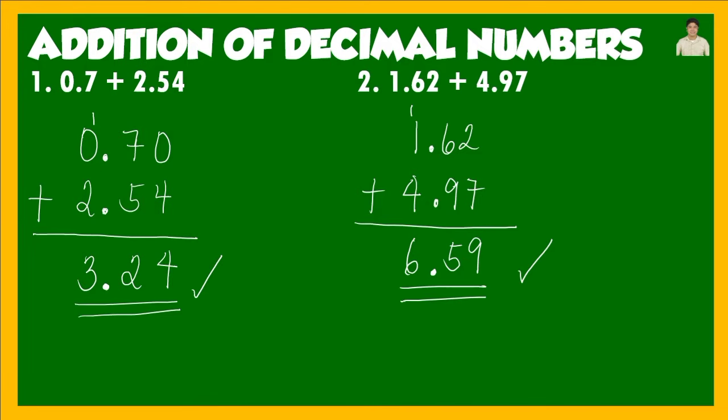So, I hope we are becoming familiar with the process of adding and subtracting whole numbers. Again, how we add and subtract whole numbers is the same here. It's just that we consider the alignment of the decimals. We cannot just add unless the decimals are aligned.